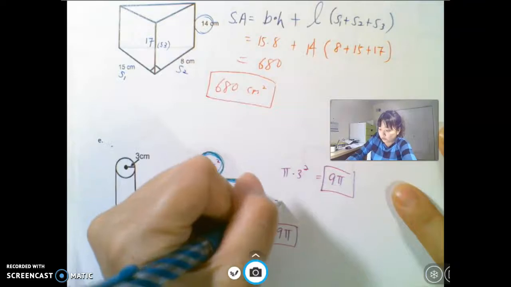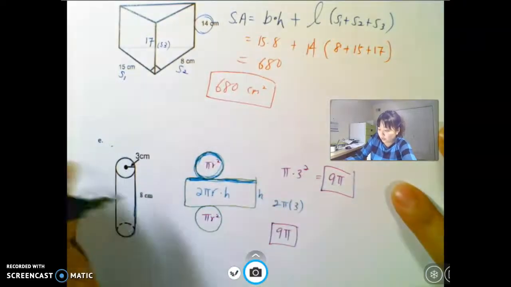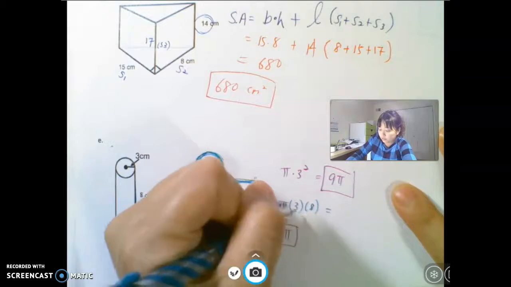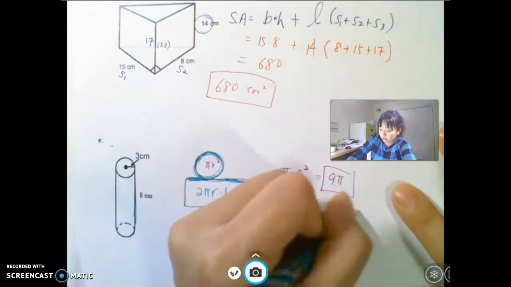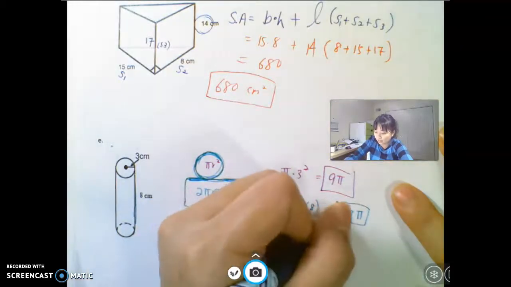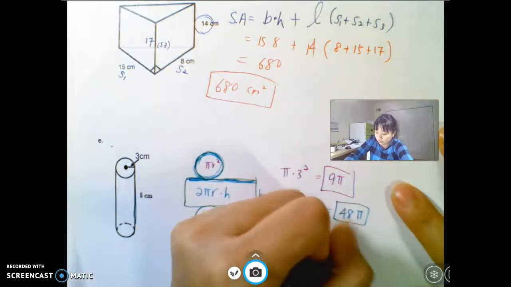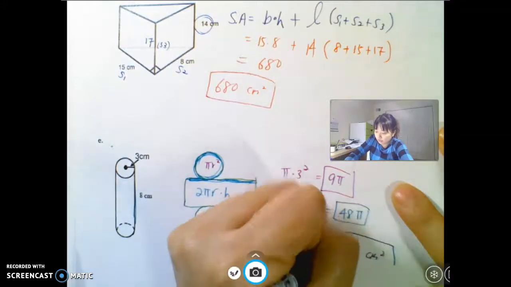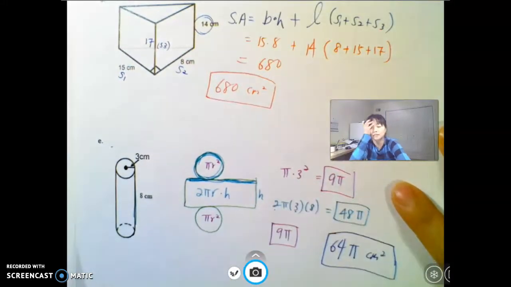So that would be 2 pi times r is 3, height is 8. That is 2 times 3, 6. 6 times 8, 48 pi. So now you just have to add 9 plus 9 plus 48. That is 66 pi. Don't forget the unit. 66 pi centimeters squared would be the surface area of this cylinder.